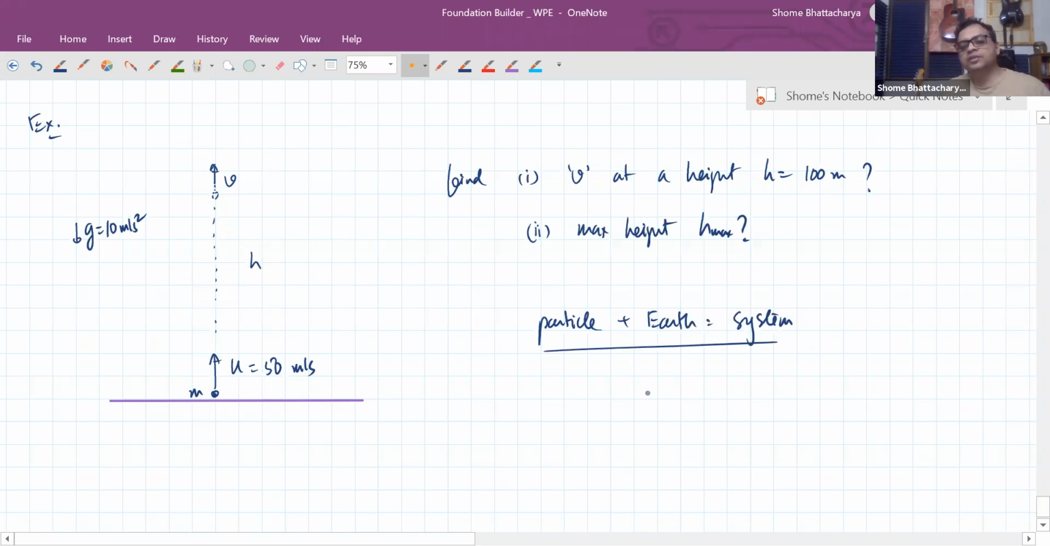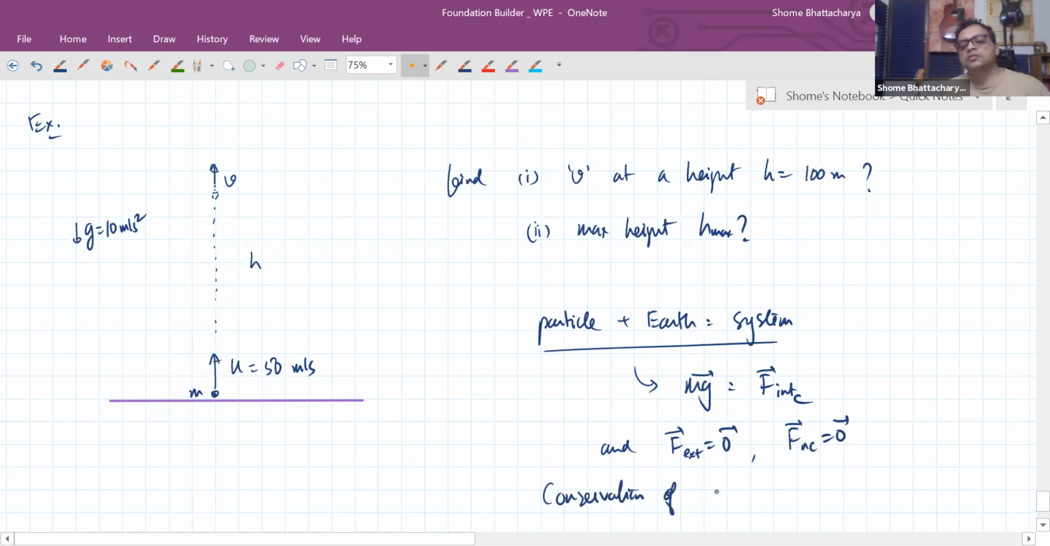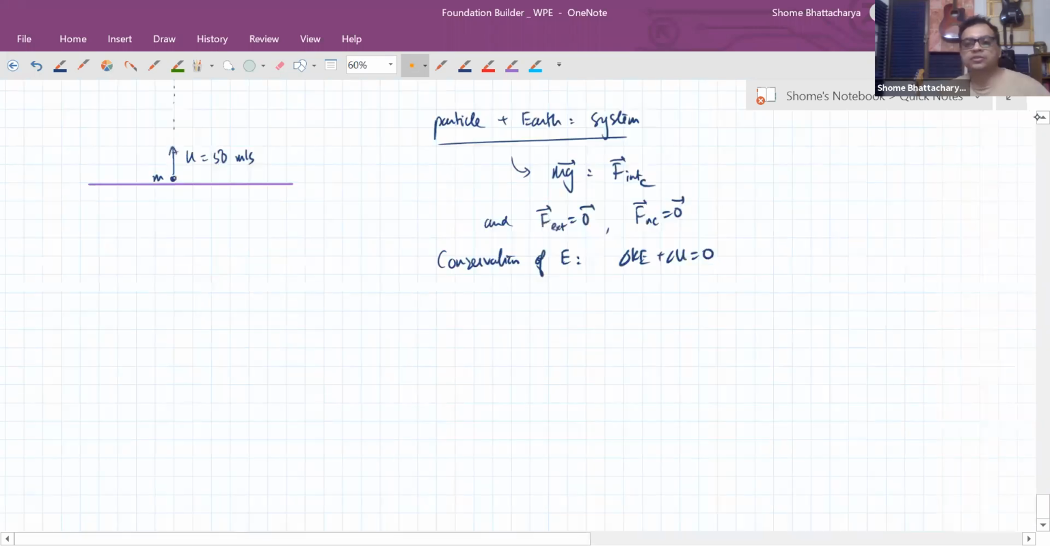Okay. So then what happens is that the gravitational force becomes the internal conservative force. Okay. And during this motion, there is no external force acting, and no non-conservative force acting. So again, there is conservation of mechanical energy. Change in kinetic energy plus change in potential energy is zero. So just apply it to this situation here, which I've shown on the left.